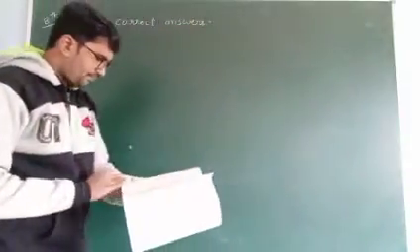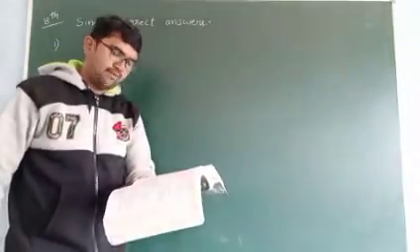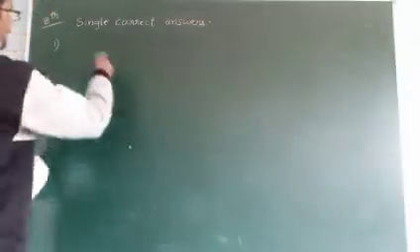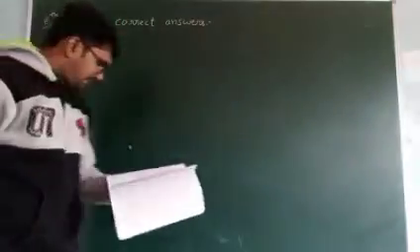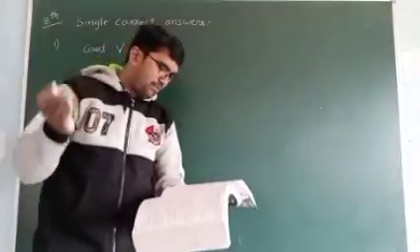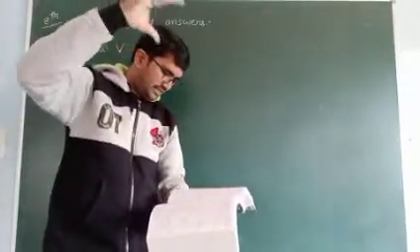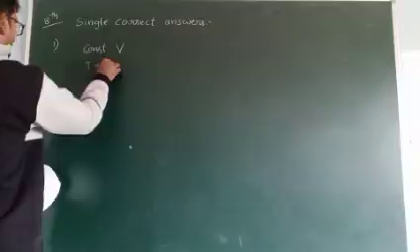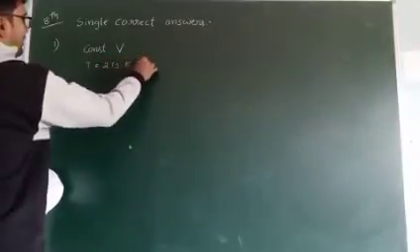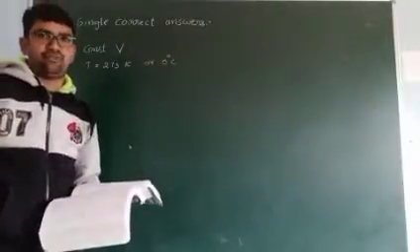First one, a quantity of gas is confined in a chamber of constant volume. We maintain constant volume here. When the chamber is immersed in a bath of melting ice, melting ice means that the temperature is 273 Kelvin or 0 degree centigrade. This is the melting ice temperature value.